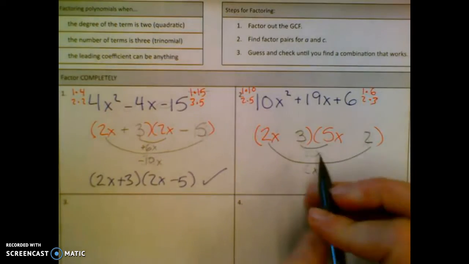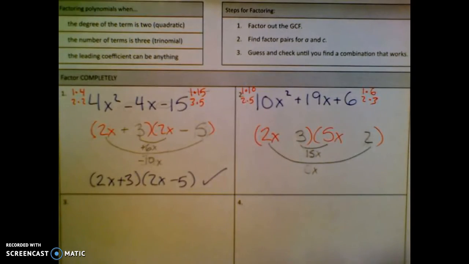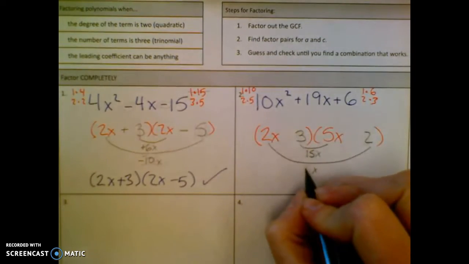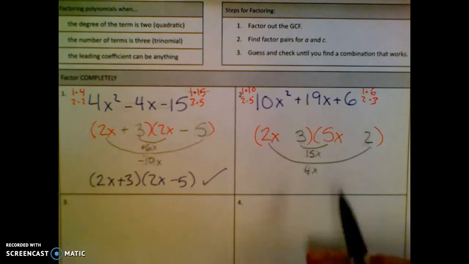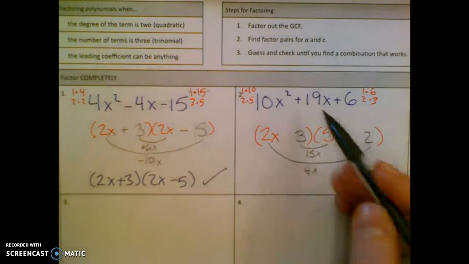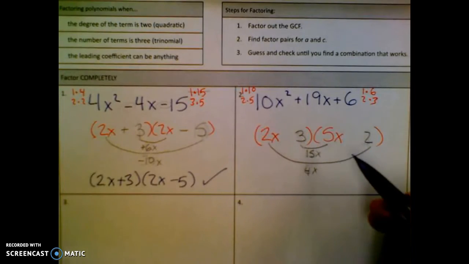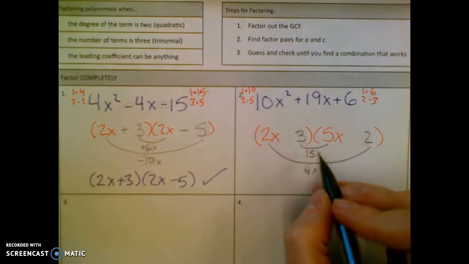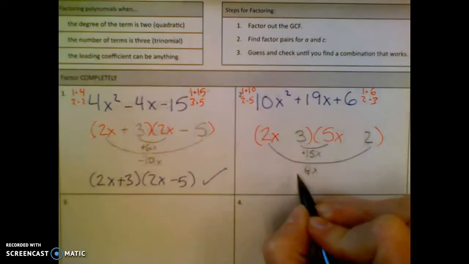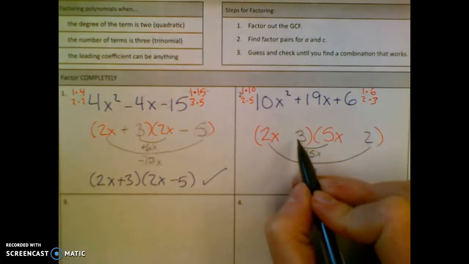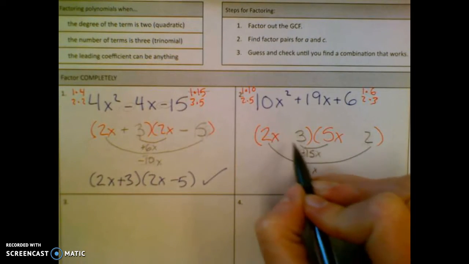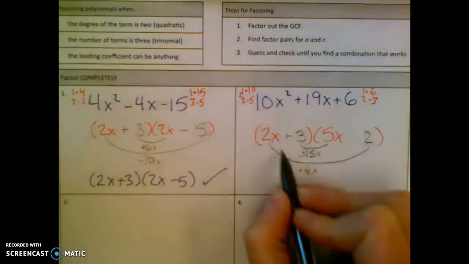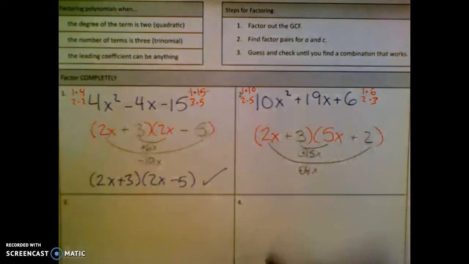Well, 3 times 5 is 15x. 2x times 2 is 4x. All right, does 15x and 4x give me 19x? It does. Those are pretty easy to see that they add together. So I need a positive 15 and a positive 4. Well, my inner product needs to be positive, and my outer product needs to also be positive.